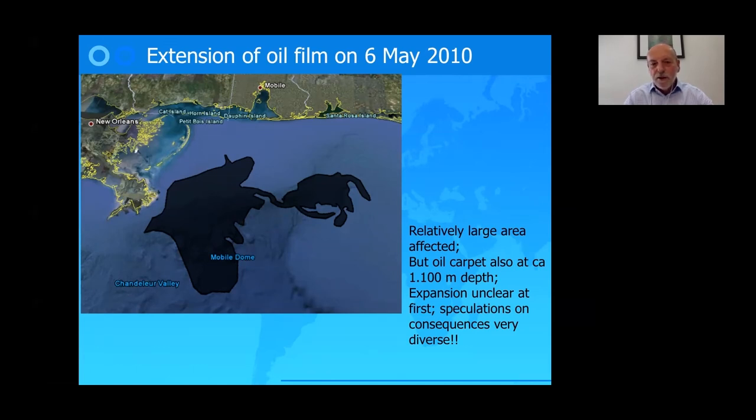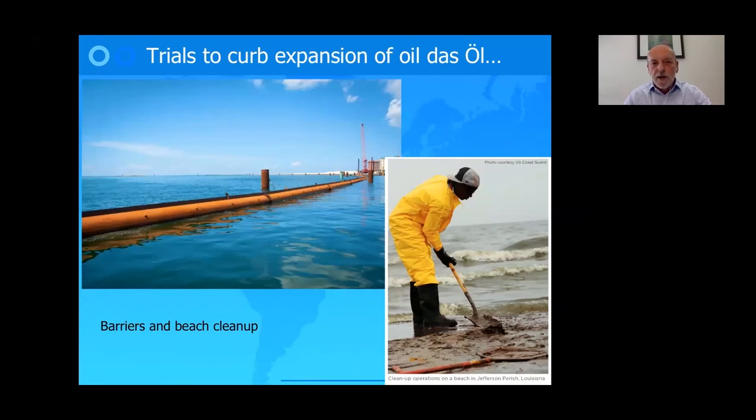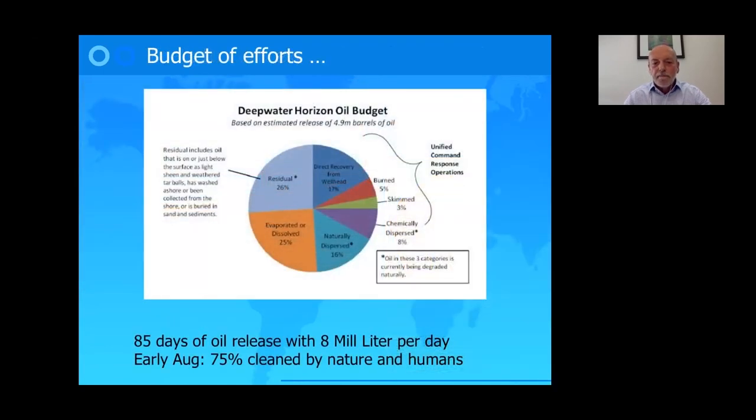And they also used some dispersants to disperse the oil, to keep it from coming up to the surface, right in the water column. And there were all these pictures of oil-drenched seabirds dying off. People tried to curb this oil spill with barriers and cleaning up beaches and so on. And then after 85 days in total, with 8 million liters of oil released per day, in August pretty much all of the oil was not really there anymore.